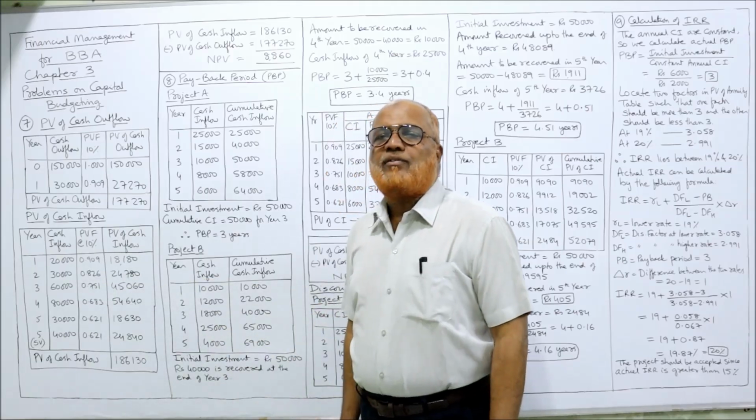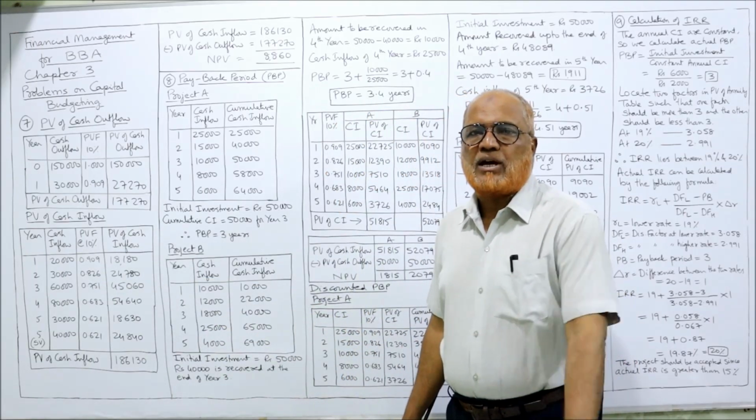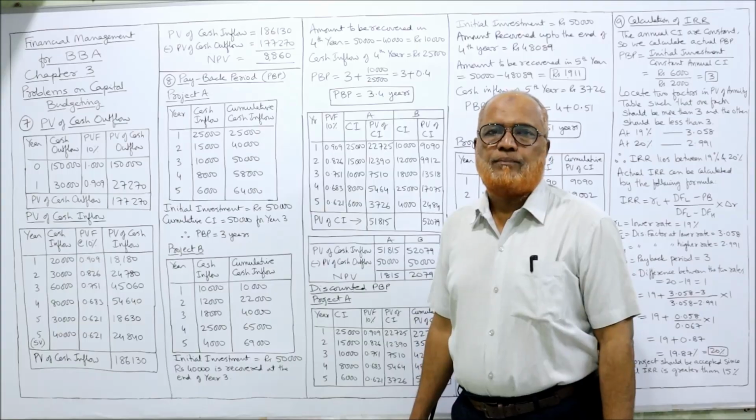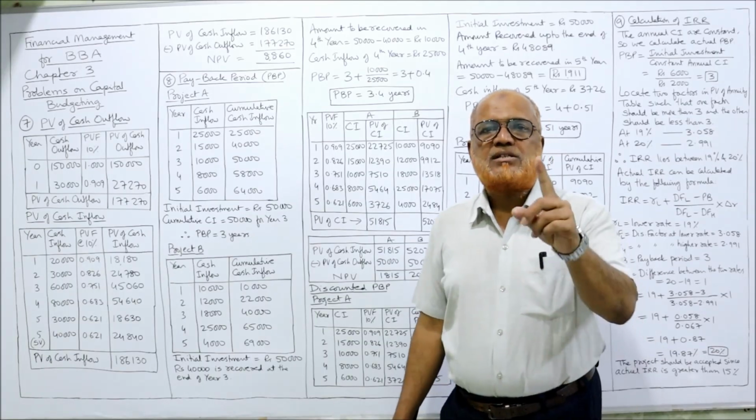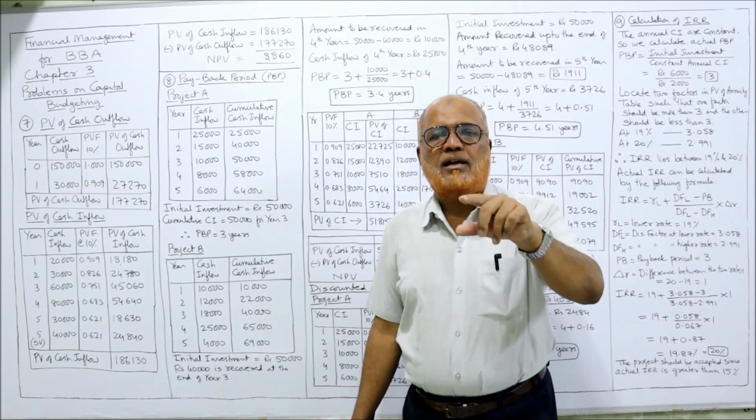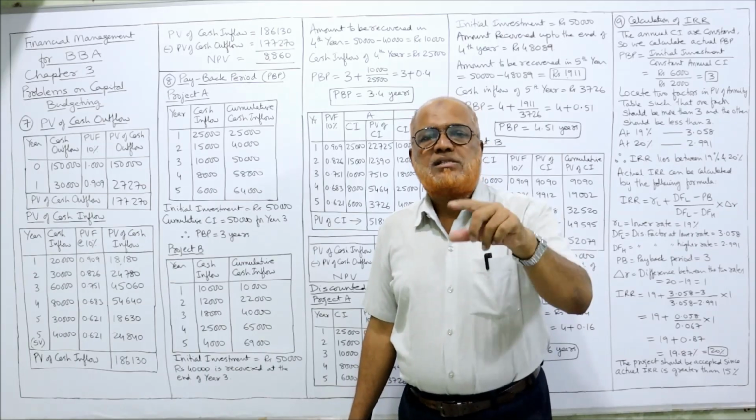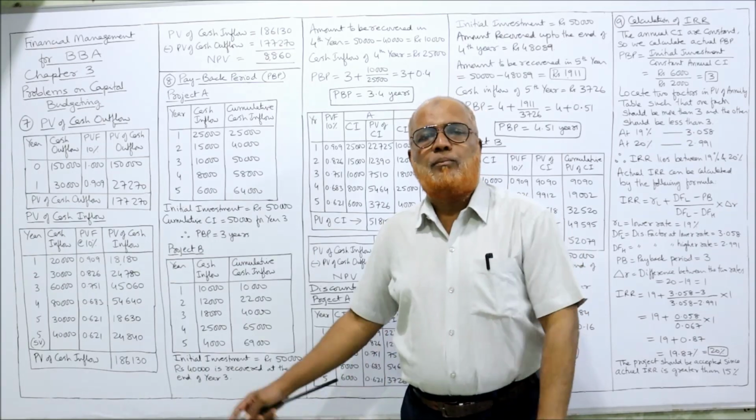Now, present value of cash inflows at 10% discount rate. So, if you refer to the table, 1st year 0.909, 2nd year 0.826, 0.751, 0.683, 0.621.